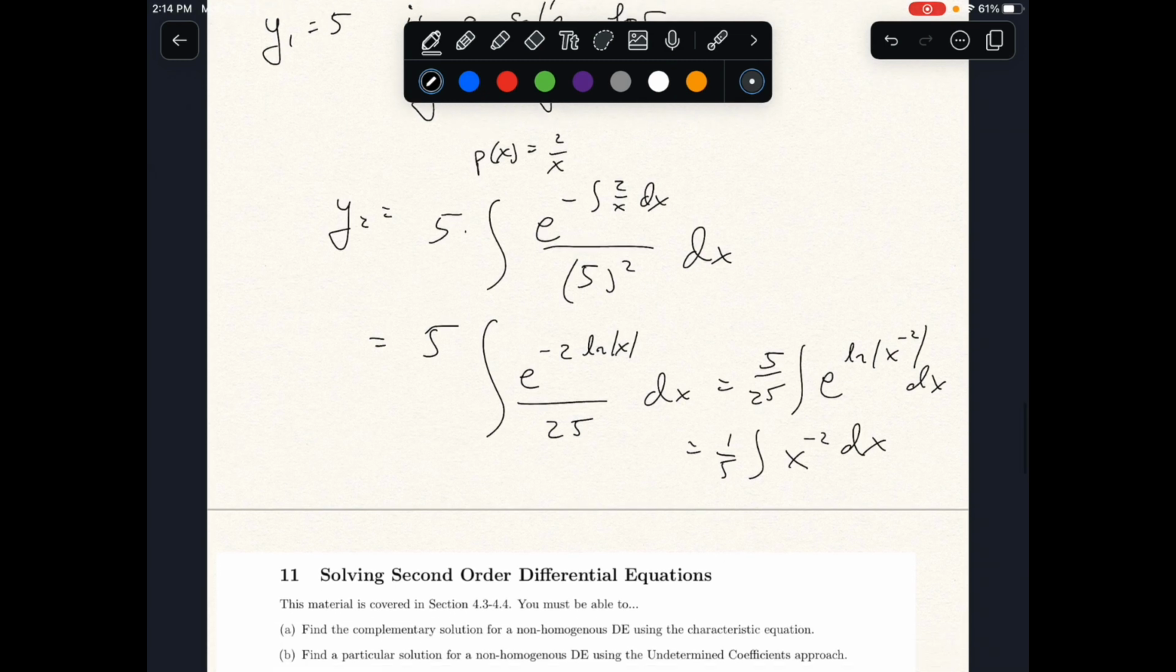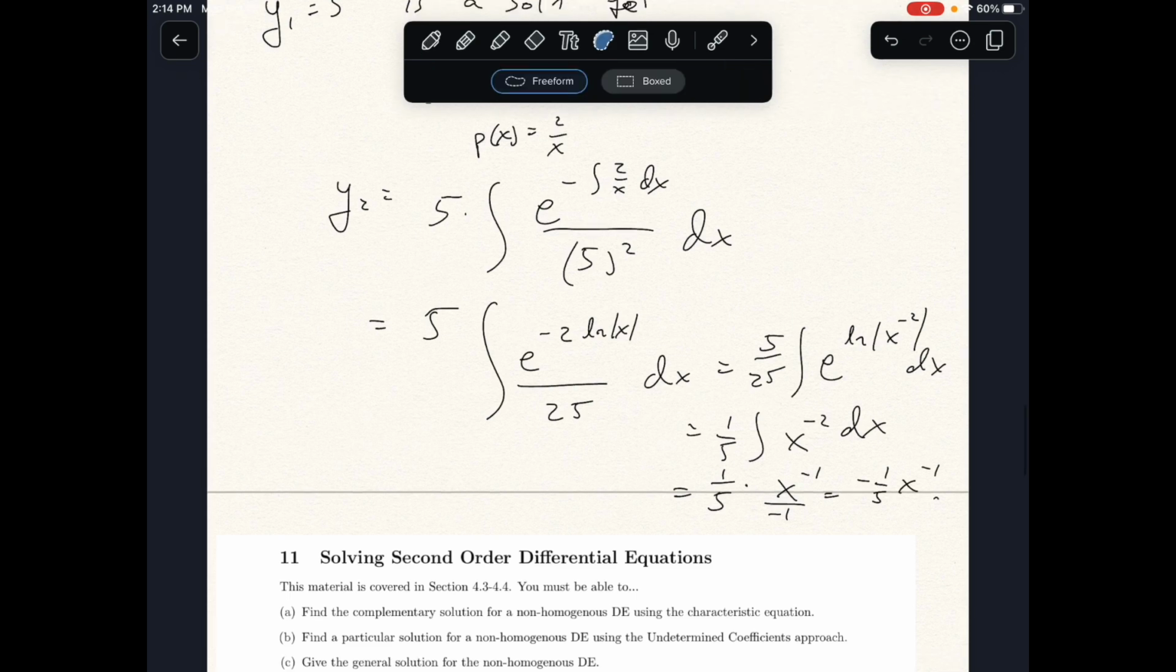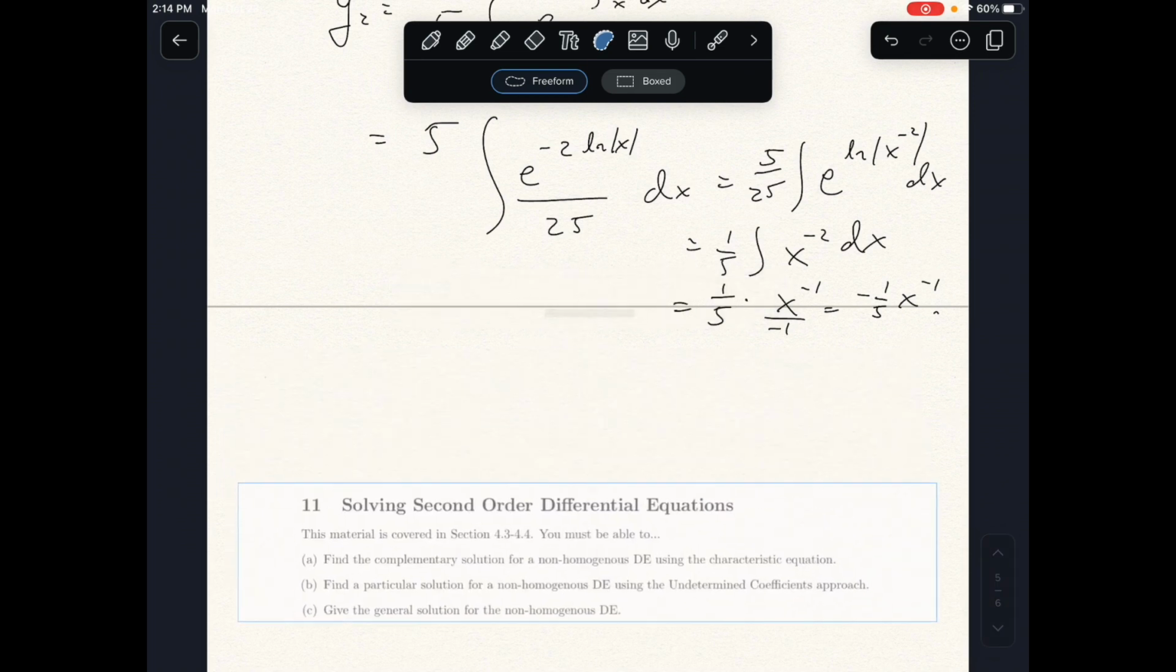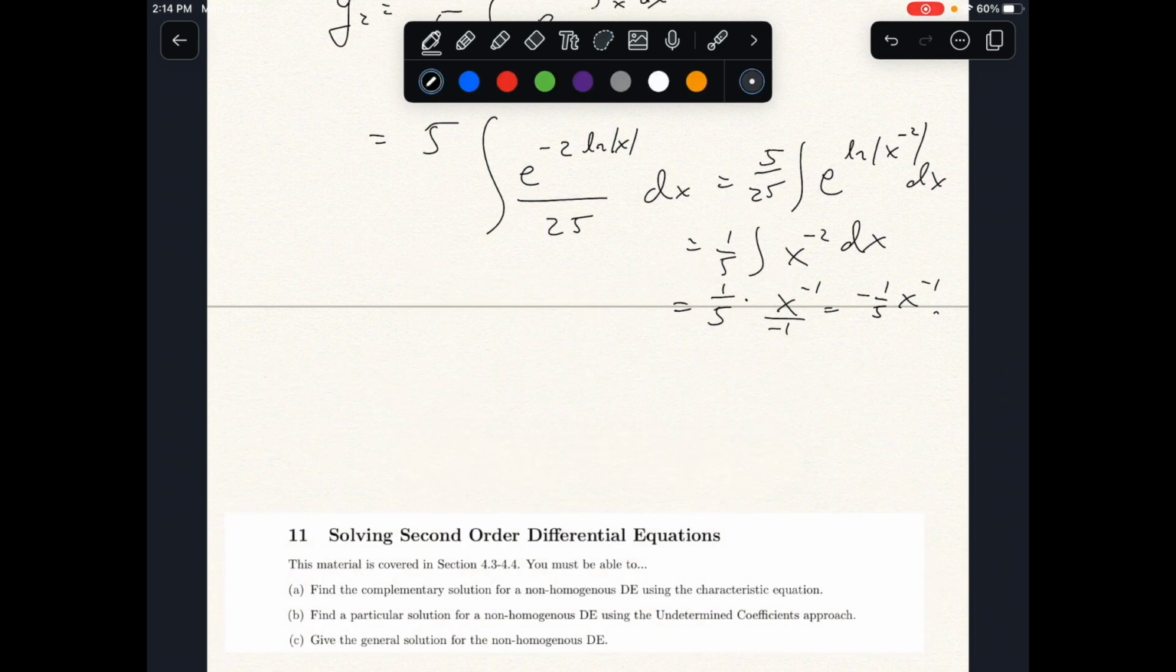And so then you can just integrate. So this is 1 over 5 times x to the negative 1 over negative 1, or just negative 1/5 x to the negative 1. So that's your y2. And then move this down now. Your general solution is going to be y equals c1 times y1, which is 5, plus c2 times y2, which is negative 1/5 x to the negative 1.